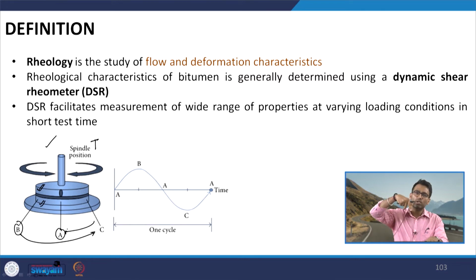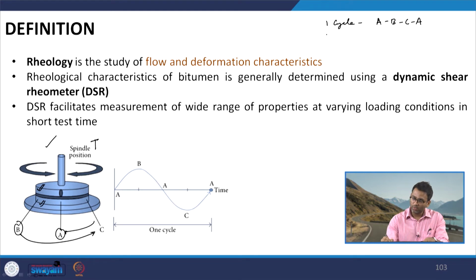If two such oscillations happen in 1 second, that means the frequency of oscillation which we are giving is 2 hertz, or 2 cycles per second. So, one cycle is basically equal to A to B to C to A.